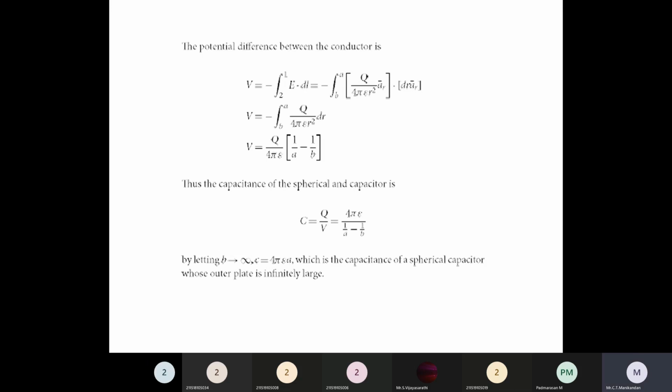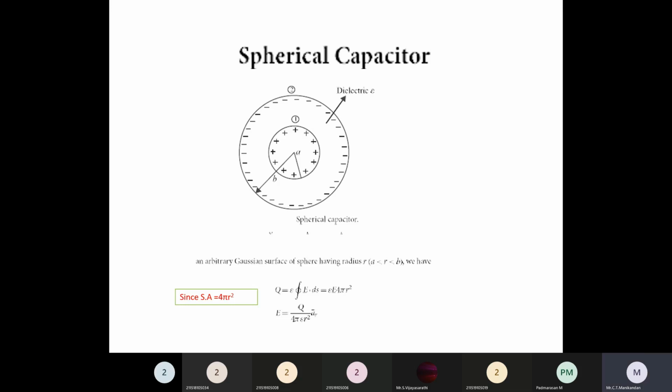From this we can ask a GATE question: what is the capacitance of the isolated capacitor? That means if B equals infinity. We have two radii, A and B. So if B is infinite, what happens there?